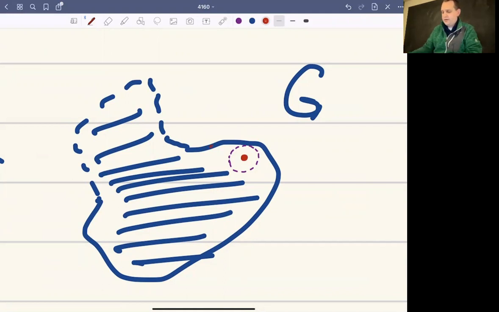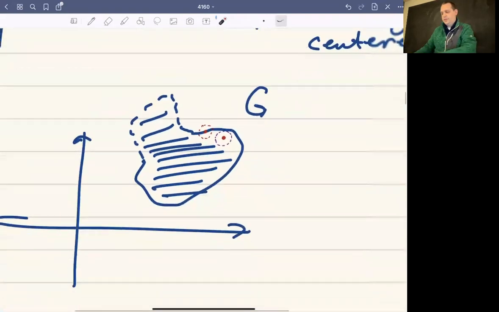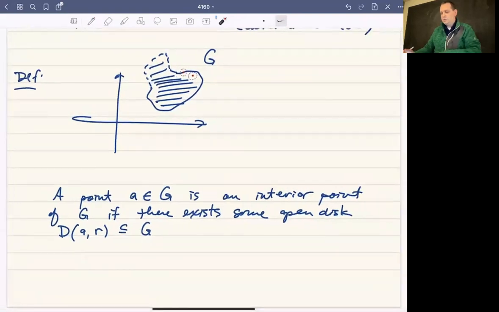If I were to pick a point here, then it doesn't matter how small of an open disk we're talking about. That point's not in the interior of G. It doesn't matter what open disk it is. If you're right on that edge of that border, some of the disk will be outside G and some will be inside G. Okay, so those are not interior points. Interior points are like this one, so that there's some open disk centered at that point that stays inside G. Okay, so that's called an interior point.